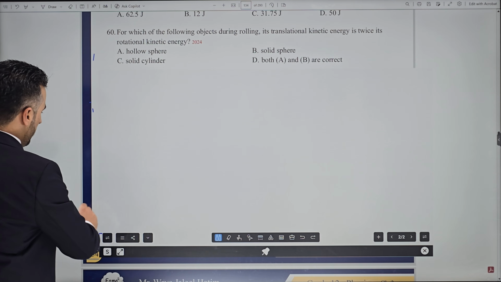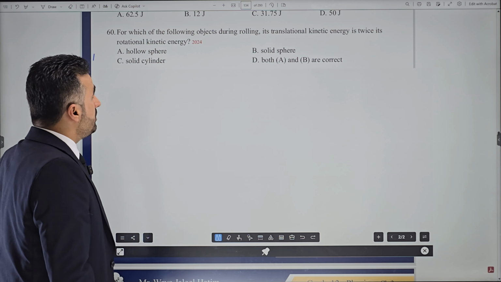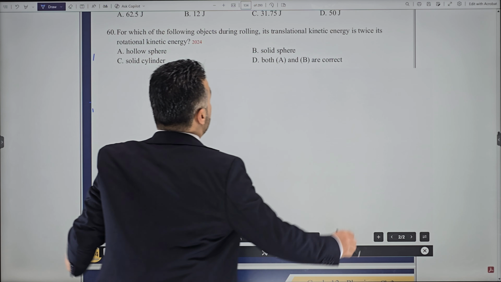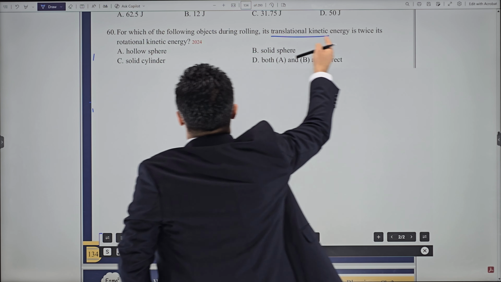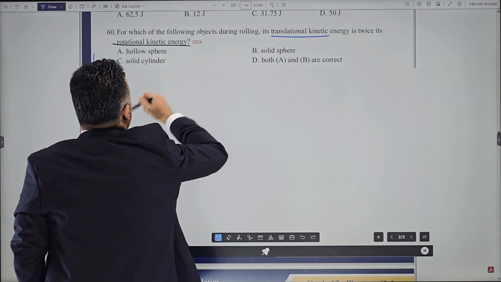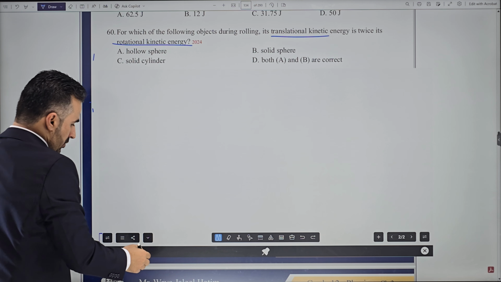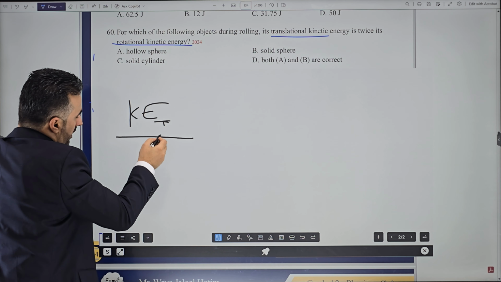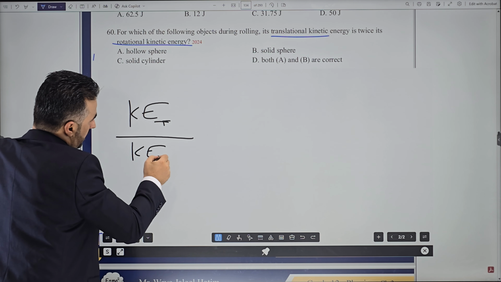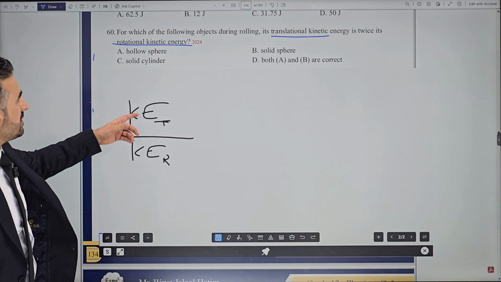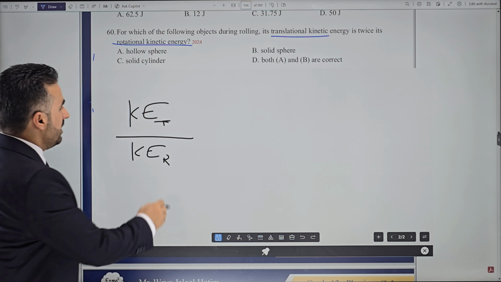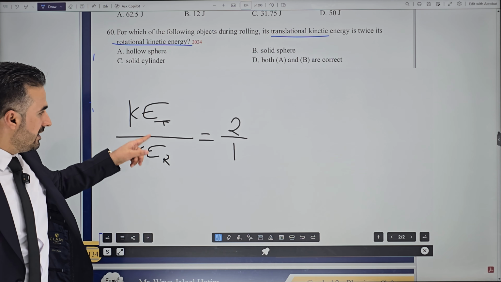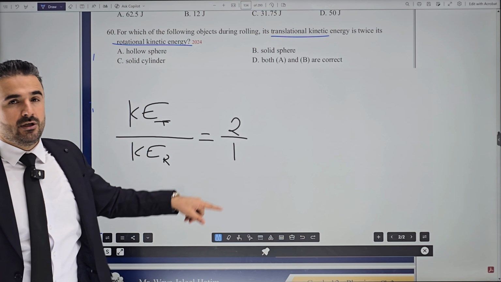Okay, it says, for which of the following objects during rolling is its translational kinetic energy twice that of its rotational kinetic energy? Watch this. It is translational kinetic energy, so here's kinetic energy of translation. It is twice of its rotational kinetic energy here. So how do we set translational kinetic energy twice of that? It means that it is 2/1. Translational kinetic energy to rotation is 2/1.